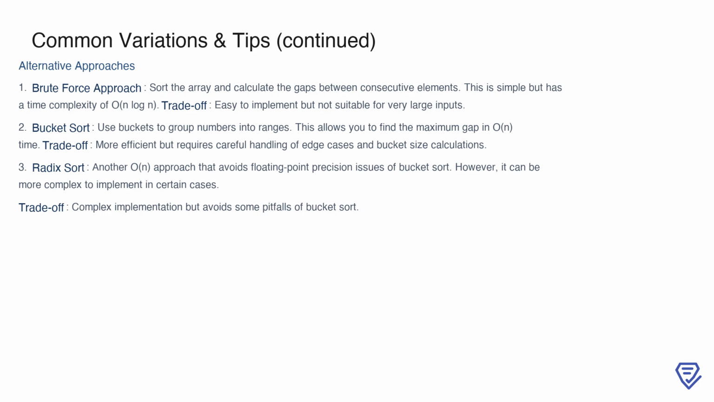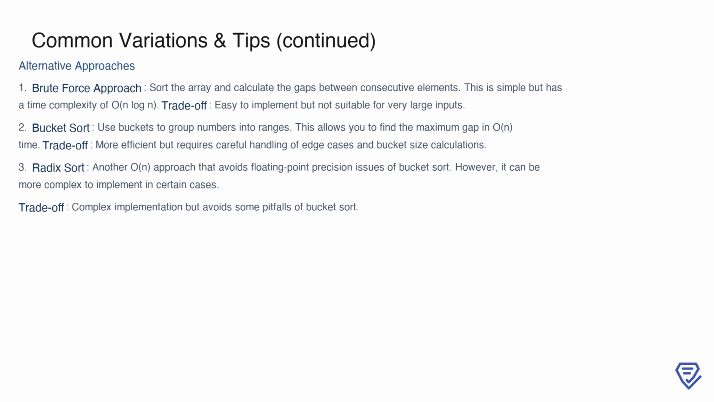The brute force approach involves sorting the array and calculating the gaps between consecutive elements. It's simple to implement, but the time complexity is O(n log n), which might not be ideal for very large inputs. A more efficient option is bucket sort. This leverages the idea of grouping numbers into ranges, allowing you to find the maximum gap in O(n) time. However, this approach requires careful handling of edge cases and proper calculation of bucket sizes to ensure accuracy.